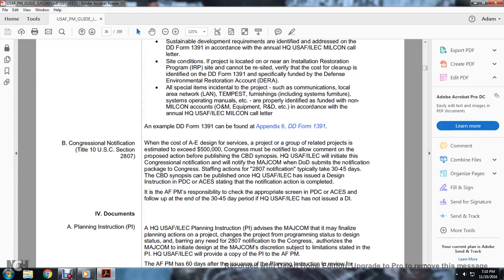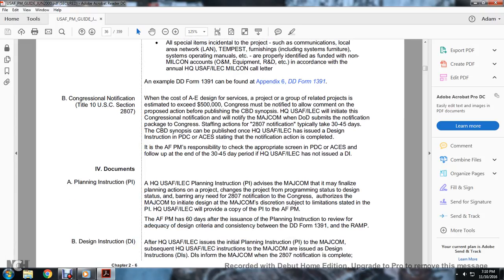If the Air Force program manager reports, check the appropriate screen of the PDC and ACES and follow up at the end of the 30 to 45 day period if the headquarters of the U.S. Air Force Engineering Corps has not issued the design instruction for planning instruction. Headquarters U.S. Air Force Engineering Corps will review the planning instruction and advise the Major Command that it may finalize the planning action. Projects change with the project program status and design status, and the notification for Congress authorizes the Major Command to initiate the design at its discretion, within the limitations stated in the PI.